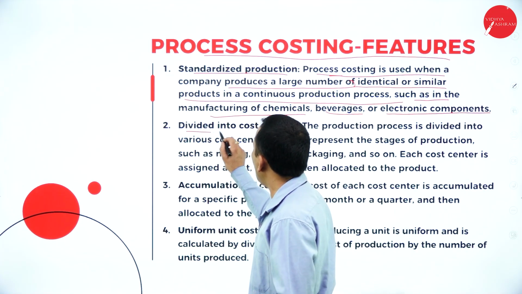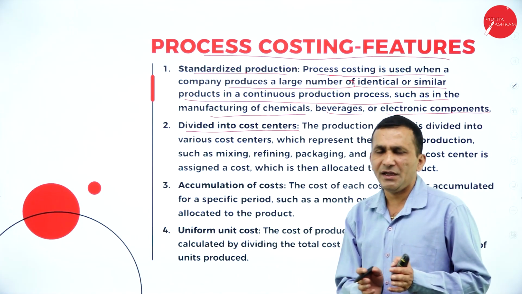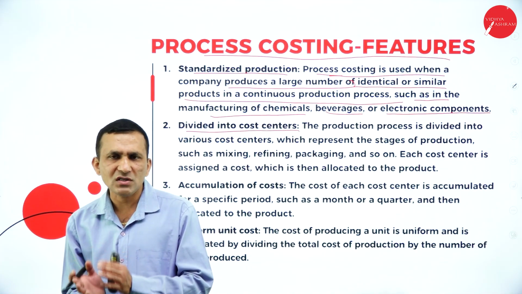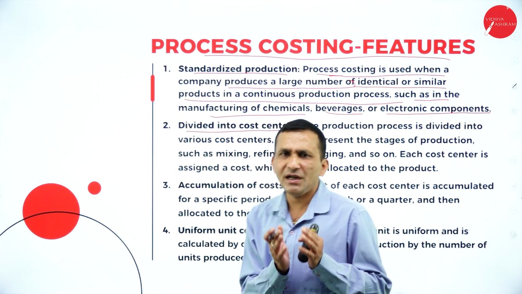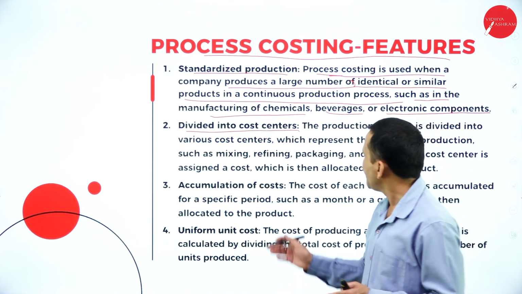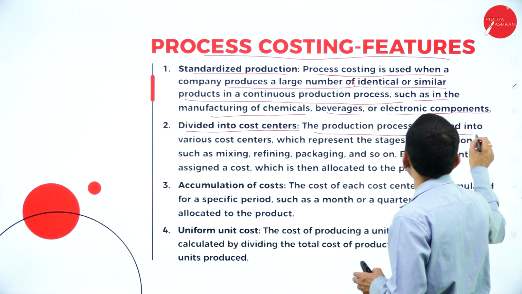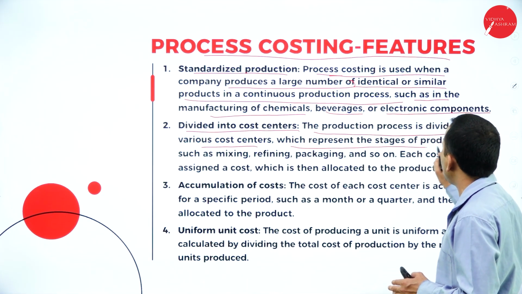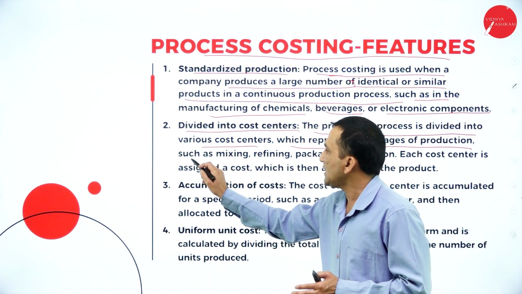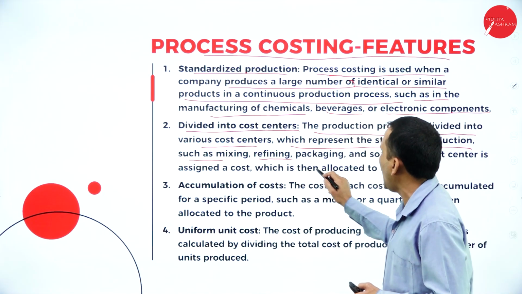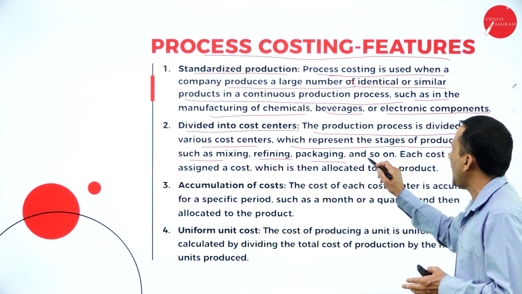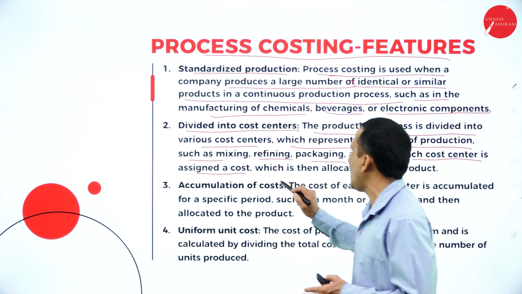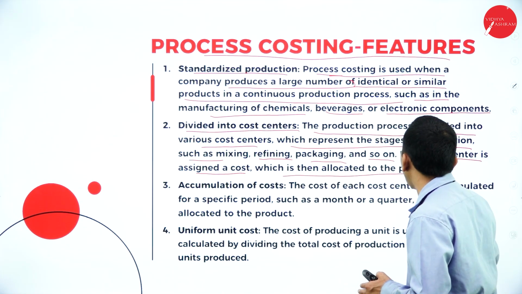So here it is divided into cost centers. We know in the last semester you have studied the concept related to cost center. Each and every cost is calculated. The production process is divided into various cost centers which represent the stages of production, such as mixing, refining, packaging, and so on. Each cost center is assigned a cost which is allocated to the product.